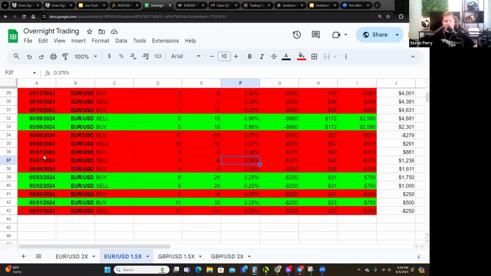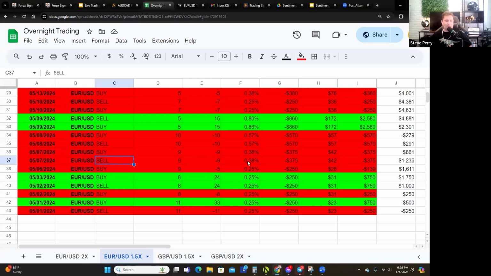So that's what happened on May 7th. Since I had a loss the previous day, I increased by 1.5 times to 0.38. And now on May 7th, I ended up losing again. This is going to happen a couple times a week, is kind of what you're going to be averaging. So I got whipped in both directions, got triggered into a buy and a sell, and I ended up losing both of those. And I ended up losing $375 on each trade.